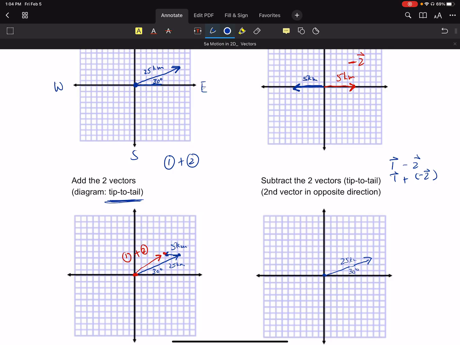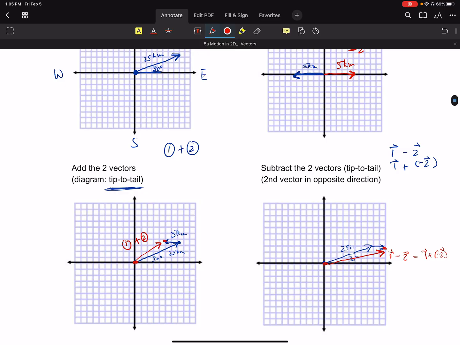Now I'm going to add the negative of my second vector. So instead of going west, this one's actually going east. Once again, if we can draw this to scale, should be small. There we go. Now connecting from where you started to where you ended, that's your answer. That red one is 1 minus 2, which is also equal to 1 plus negative 2. So subtracting vectors is literally just adding the negative version of your other vector, okay?